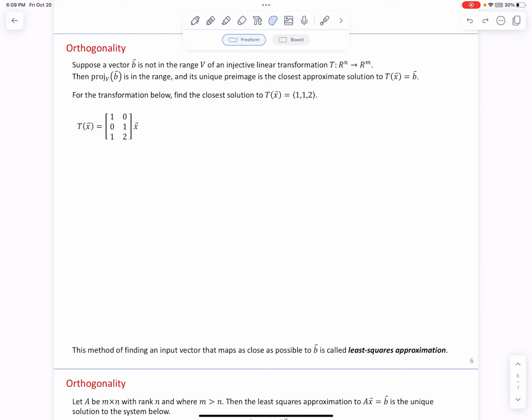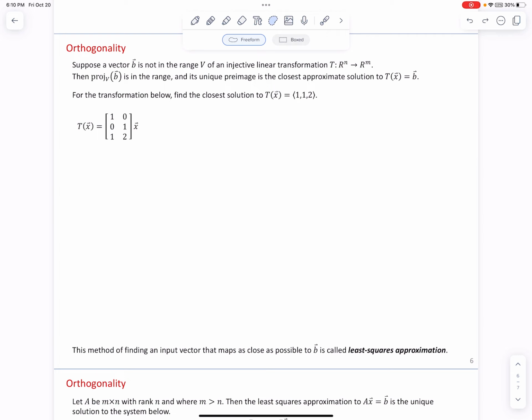Thus, reading here, the projection of vector b onto the range, which we're using capital V to stand for the range, is in the range, and its unique preimage, and we say it's a unique preimage because we're assuming this is an injective linear transformation, so every vector in the output has a unique preimage, and its unique preimage is the closest approximate solution to T of x equals b.